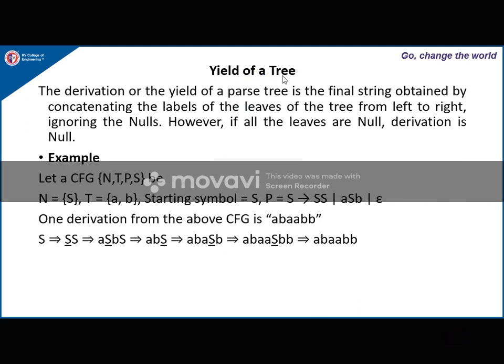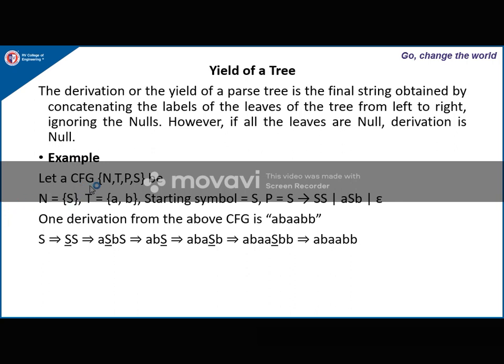Next is yield of a tree. The derivation or yield of a parse tree is the final string obtained by concatenating the labels of the leaves of the tree from left to right, ignoring the nulls. So, null will be ignored while writing the yield of the tree. However, if all the leaves are null, then the derivation is null.